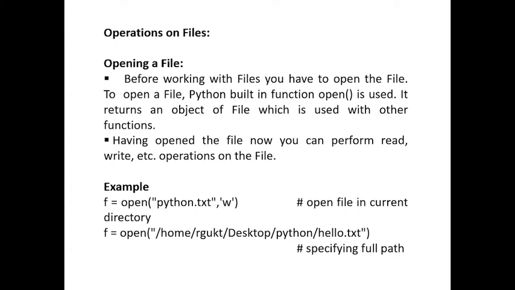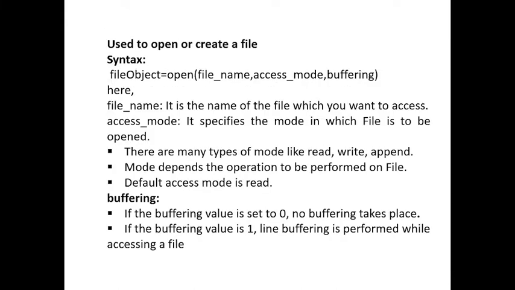For example, f = open("python.txt", "w") is one way of expression, that is, open the file in the current directory. If it is in the current directory, you can give it like that. If the file is somewhere else and you want to store hello.txt in that particular directory, you have to give the total path: f = open("/home/rgukt/desktop/python/hello.txt"). This total path will be stored in the file object f. Use it to open or create a file.